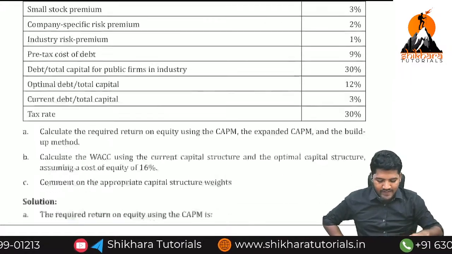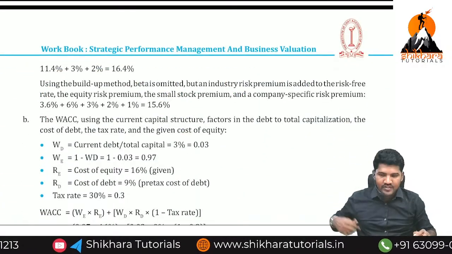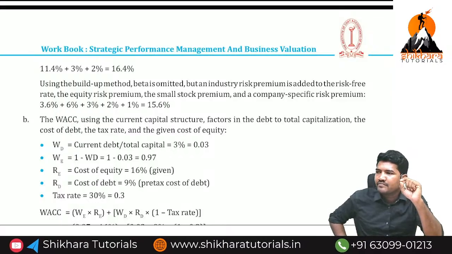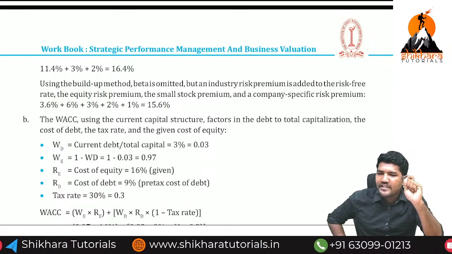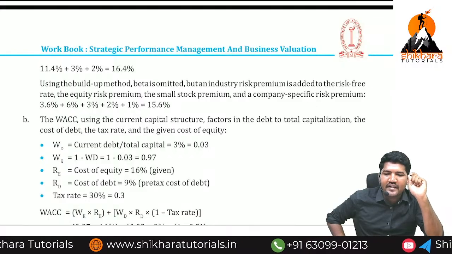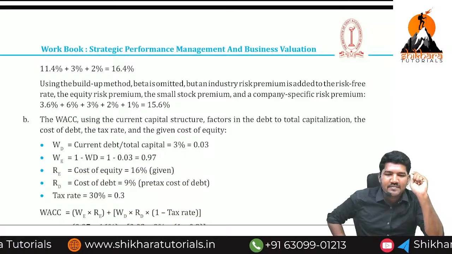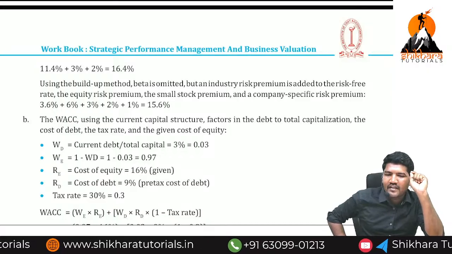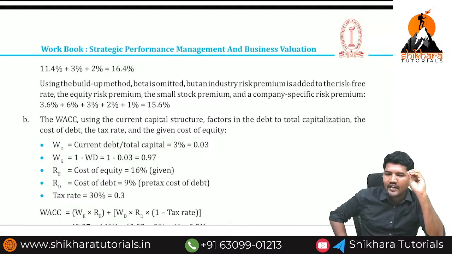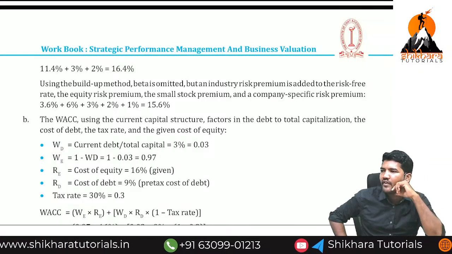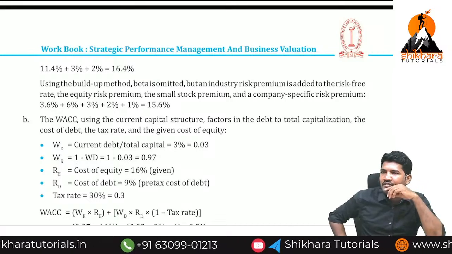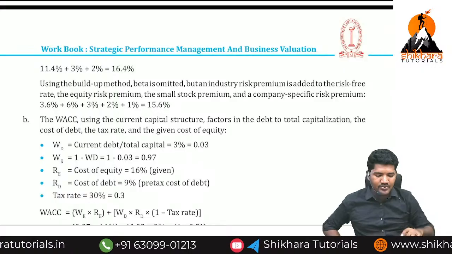Now let us check the answer. See, using the build up method, beta is omitted. Beta is what, sir? Omitted. But the industry risk premium is added to the risk free rate, equity risk premium, small stock premium, and company specific risk premium. This is a very new point and a new concept introduced in our workbook. It's not there in our board book. Hope you guys understand.